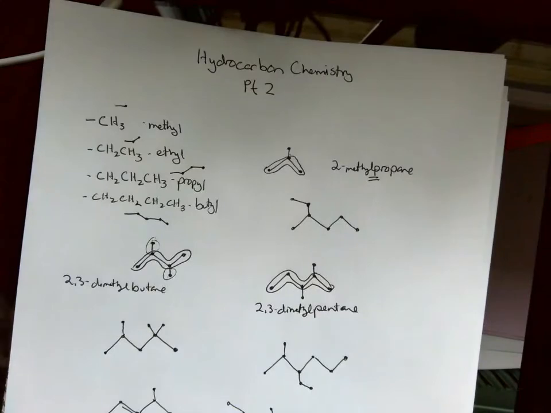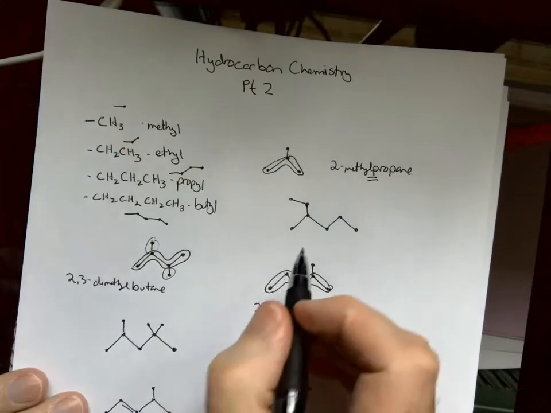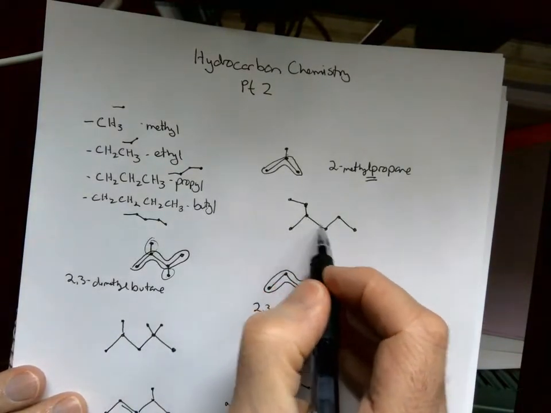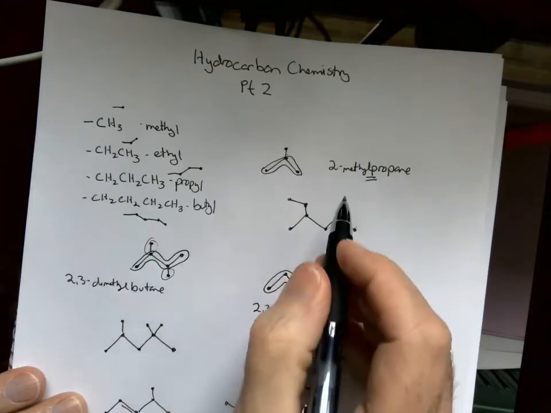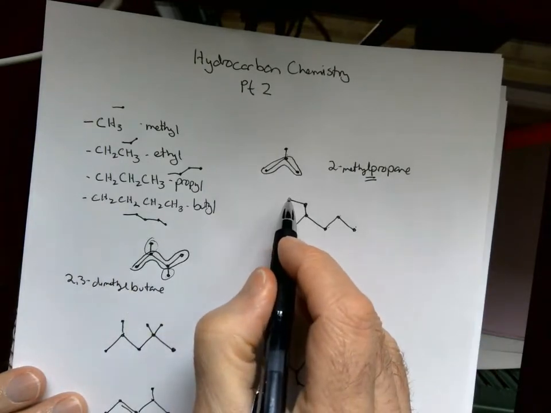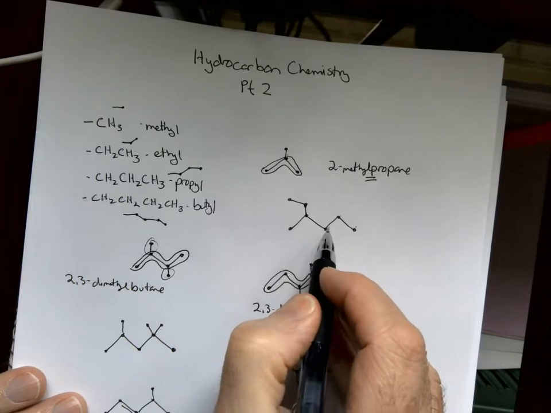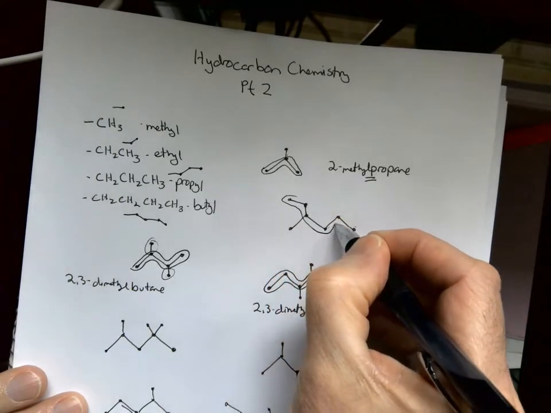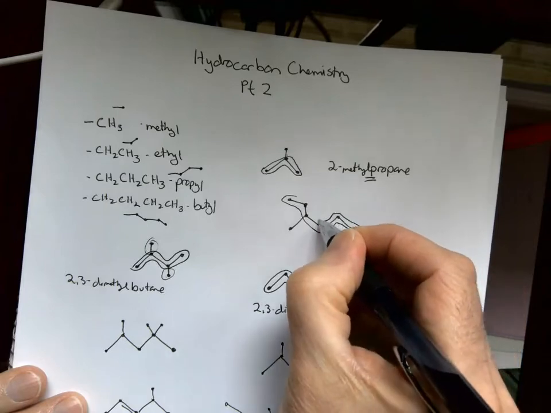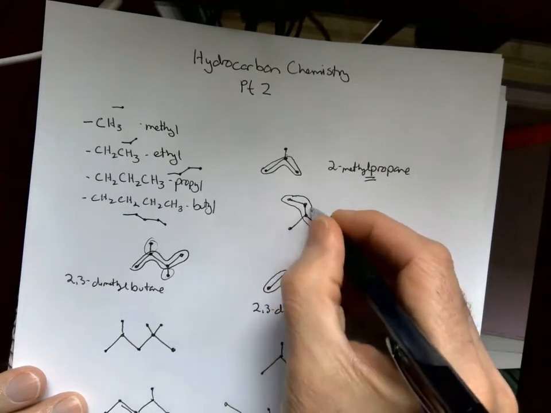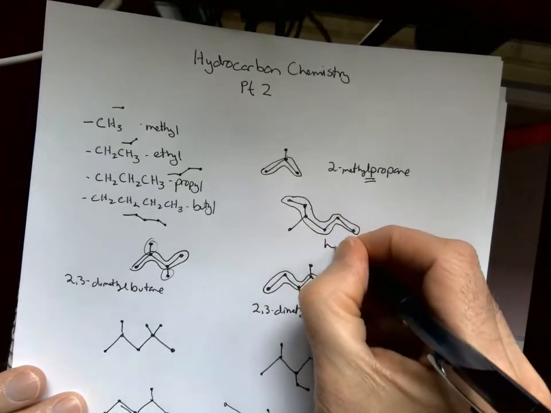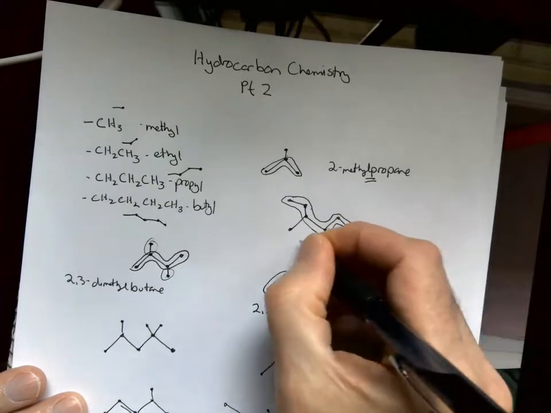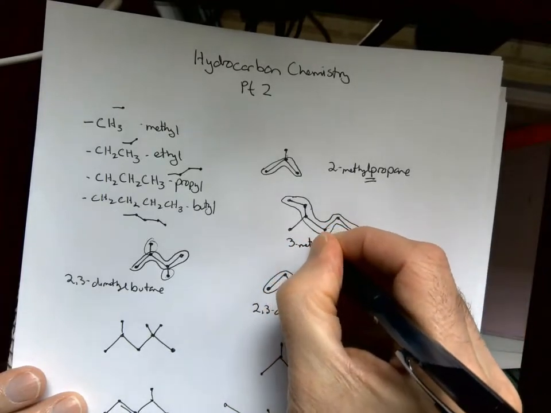Okay, let's go back to a trick. Find your longest chain first. 1, 2, 3, 4, 5. That's not the longest chain. So you always got to make sure you find the longest chain. 1, 2, 3, 4, 5, 6. So sometimes they get a little tricky. They try to be sneaky. 1, 2, 3 is where your methyl is. So it's a hexane, 3 methyl.